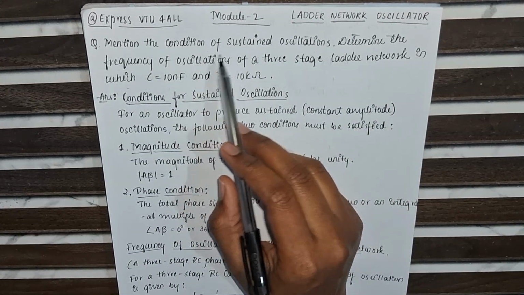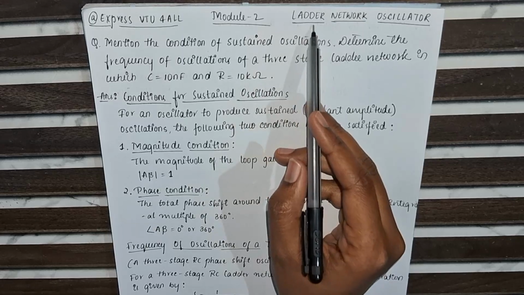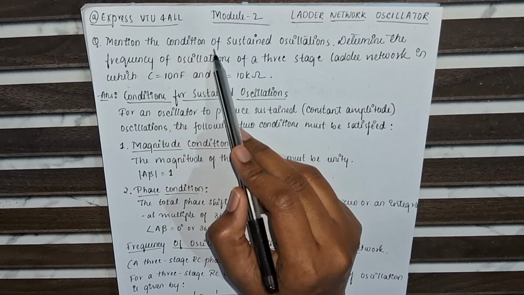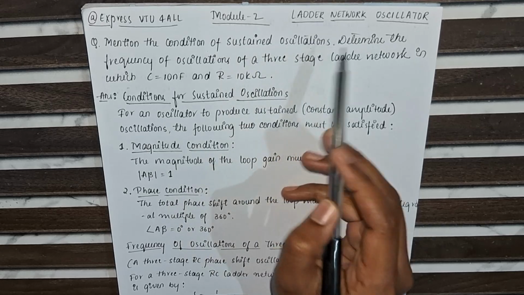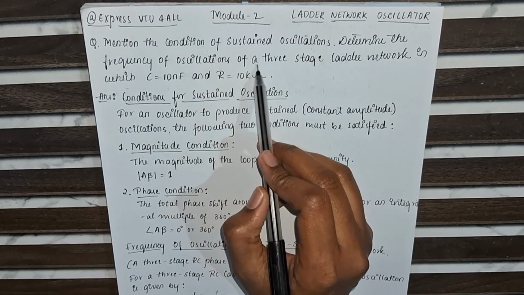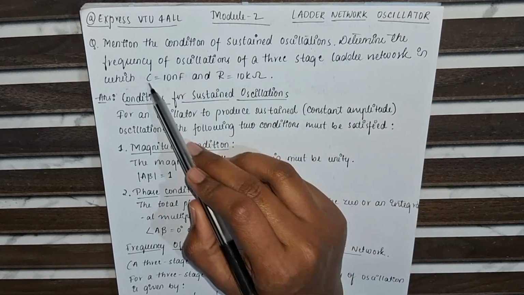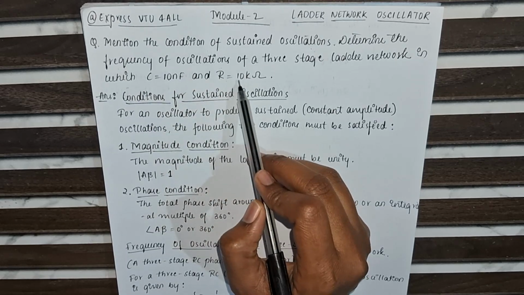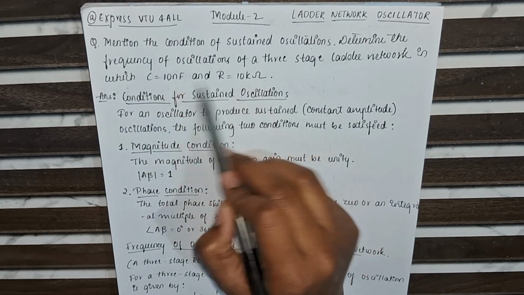So we will see the next important question of module 2 from the topic of ladder network oscillator. The question is, mention the condition of sustained oscillations. Determine the frequency of oscillation of a 3-stage ladder network in which the capacitor C is equal to 10 nanofarad and the resistance is given as 10 kilo ohm. So we will solve this later.